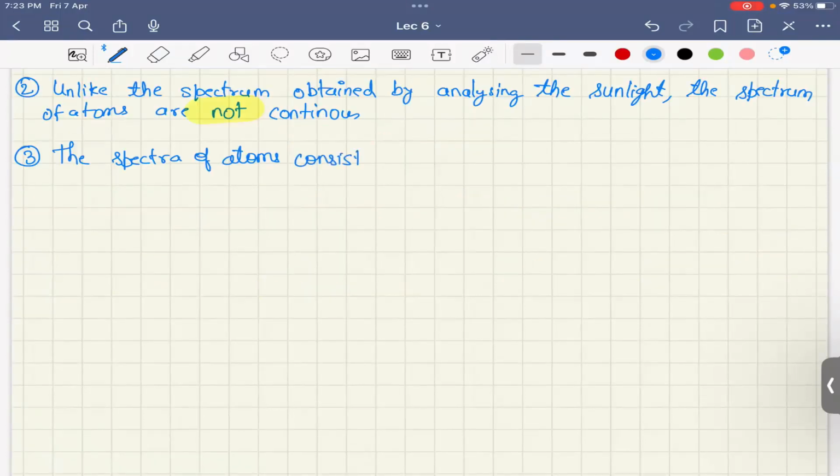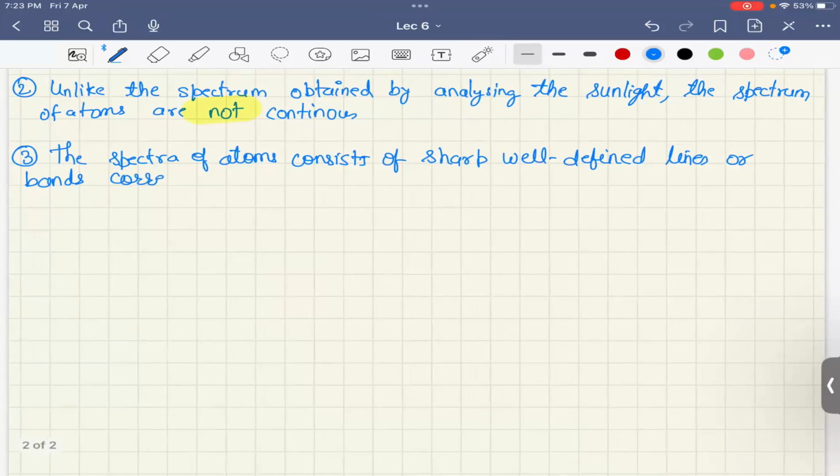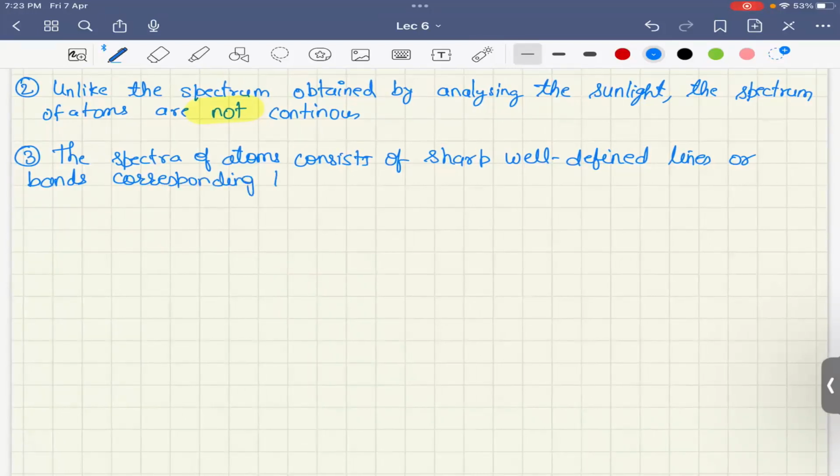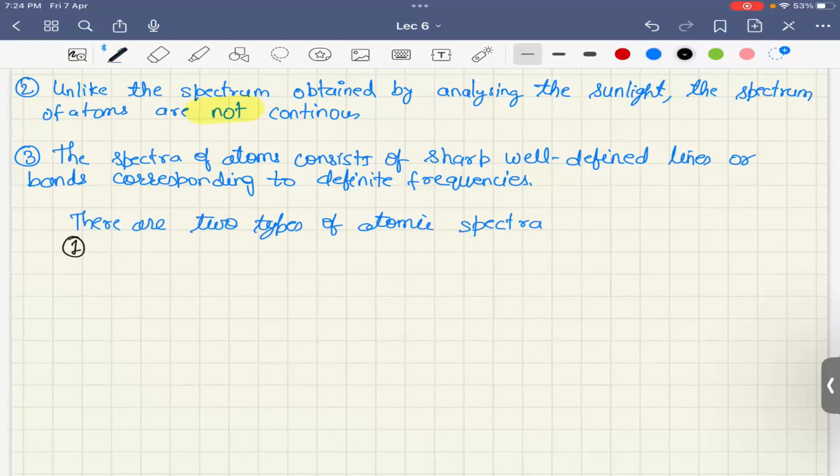The spectra of atoms consist of sharp, well-defined lines or bands corresponding to definite frequencies, right? So there are two types of atomic spectra. First is emission spectra, and the other is absorption spectrum.